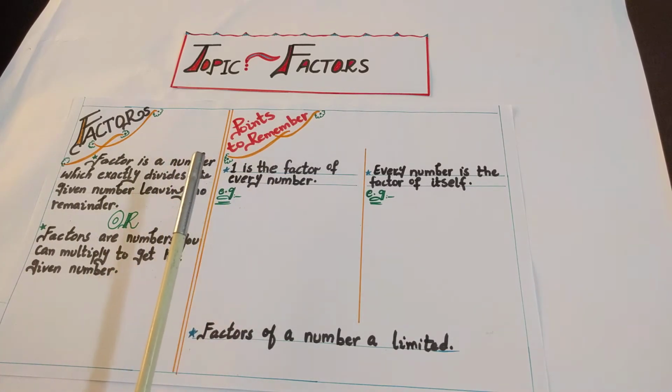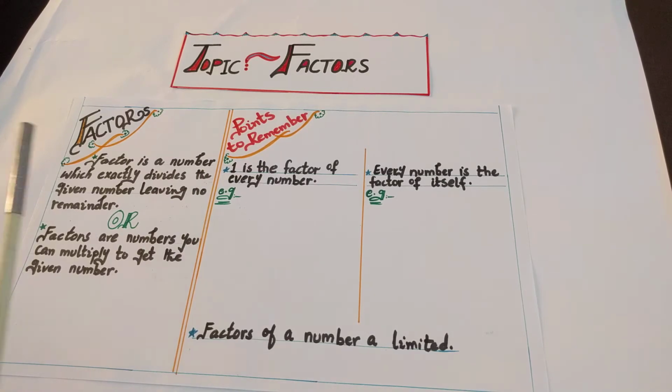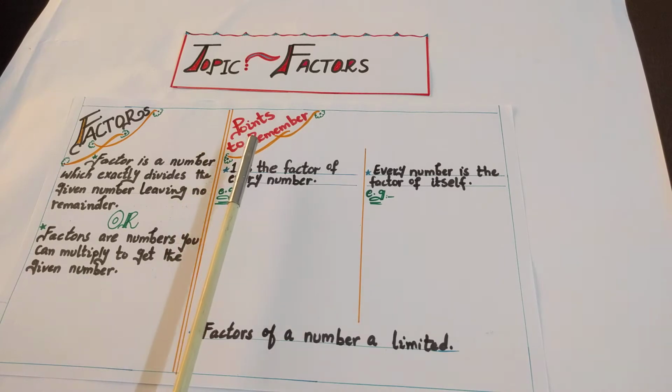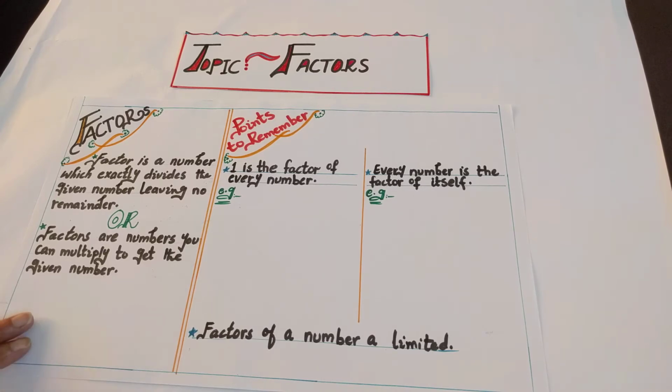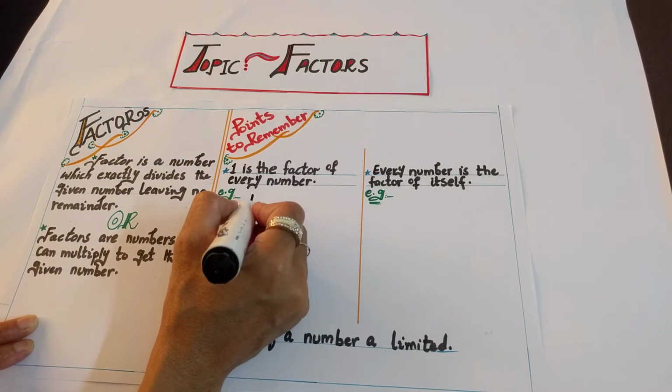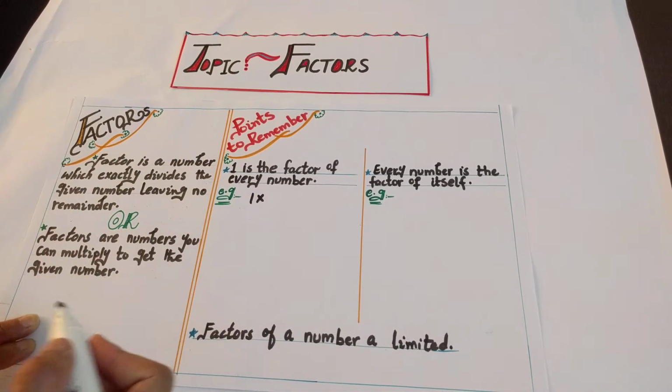What are those points? Now let us look at the certain points which we need to understand related to the factor. First point is 1 is a factor of every number. Meaning 1 exactly divides every number. You can also check it by an example, like 1 multiplied by 3.